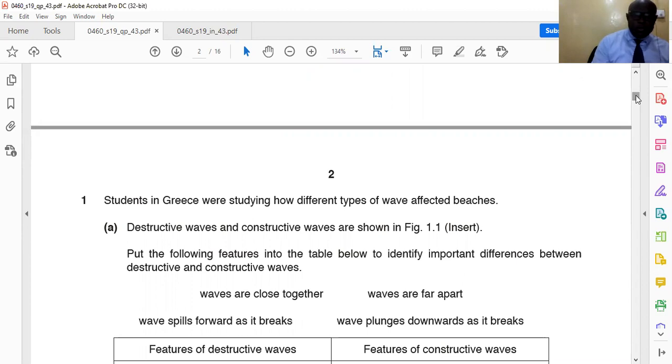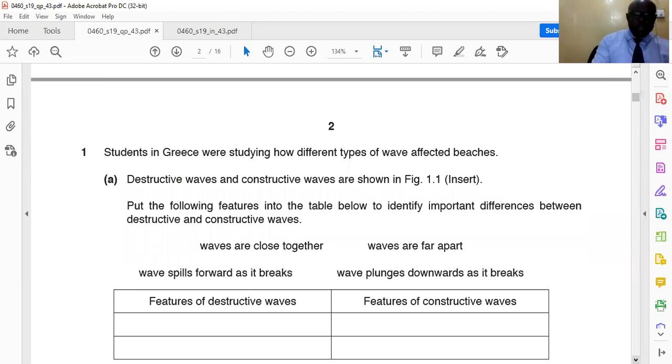This is paper 4 Geography IGCSE. Just to quickly do something to help the students as they prepare for the IGCSE paper 4 exam in the next 4 days. Okay, so this is 2019 May June, variant 4-3. So let's just look at it together.